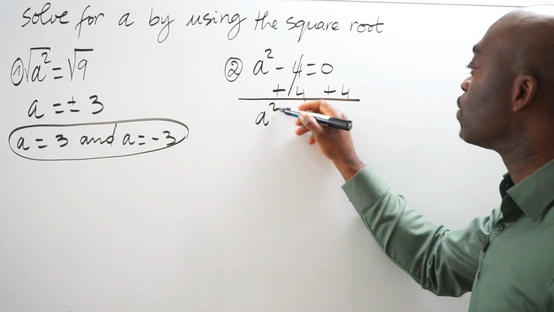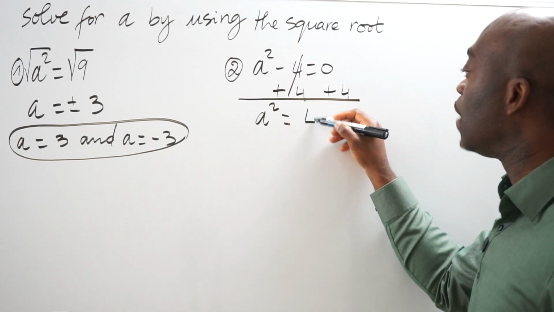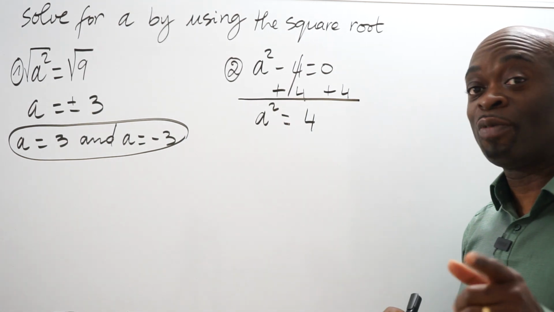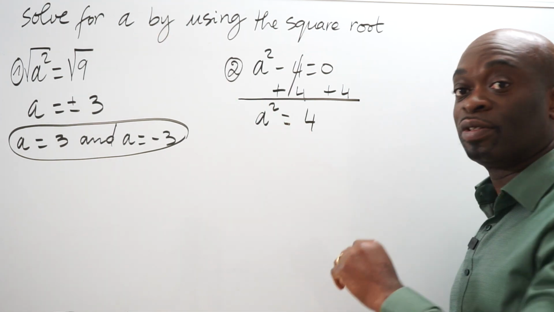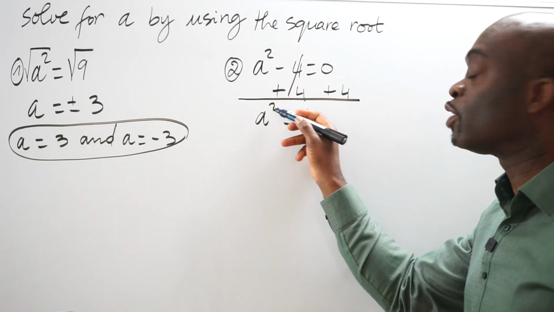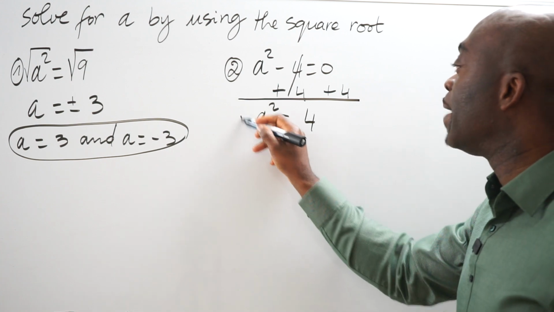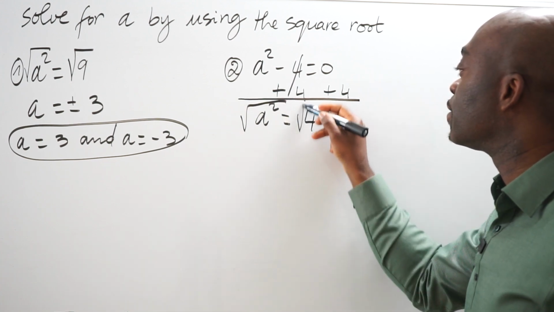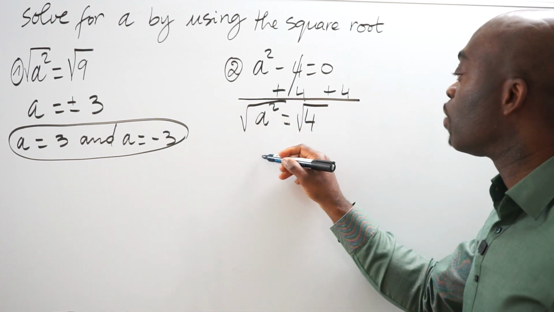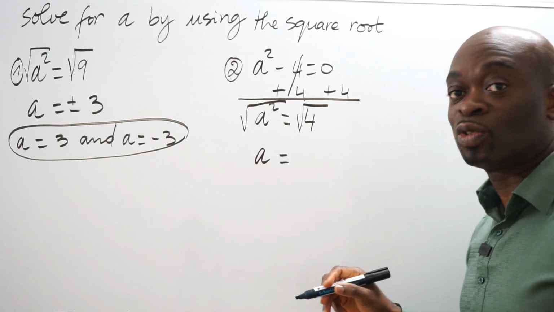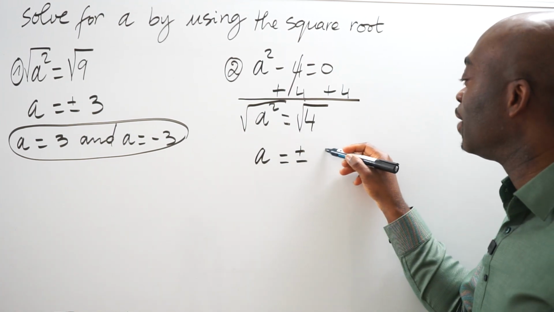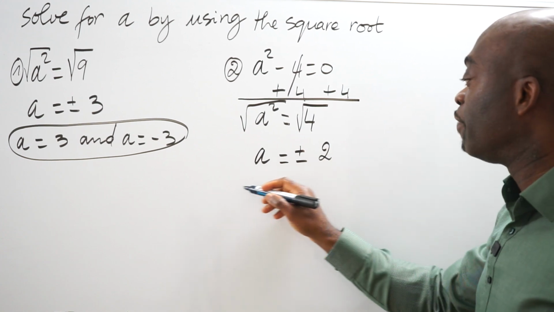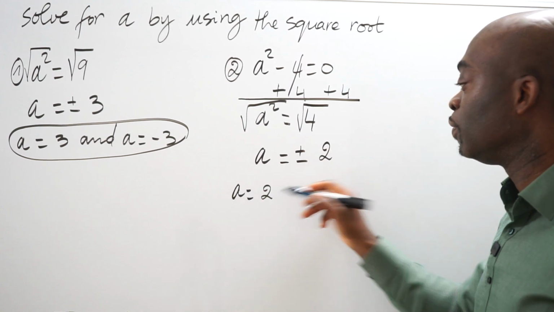Then we end up with a squared equals what? Positive 4. All right, but what are we solving for again? A and not a squared. So what's going to happen? We need to eliminate the 2 again by doing what? By taking the square root of both sides. And then the square root of a squared is a. And that is equal to what again? Plus minus. What is the square root of 4? Equals 2. So we end up with a equals positive 2.